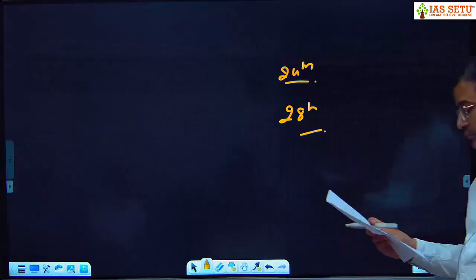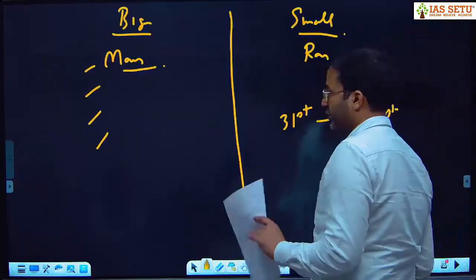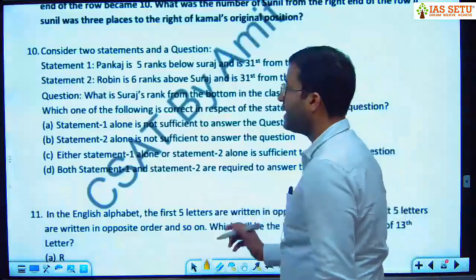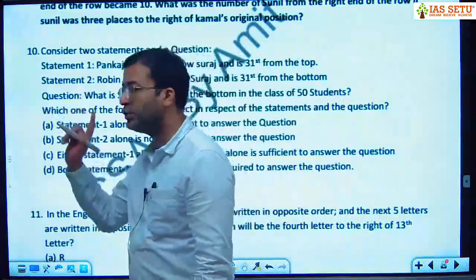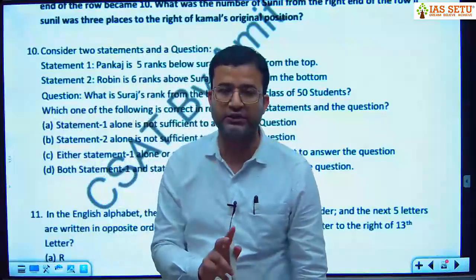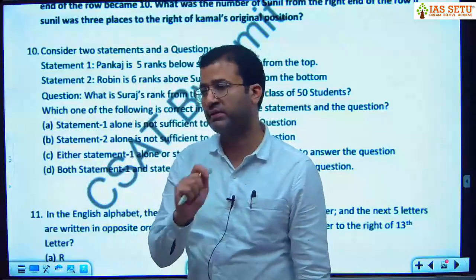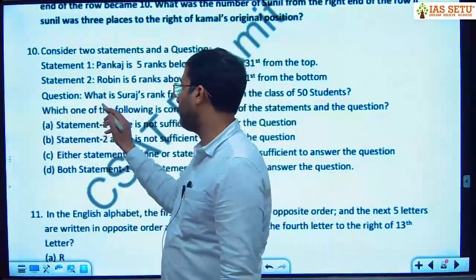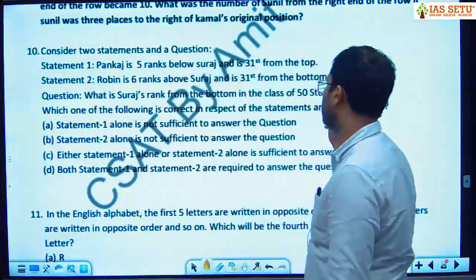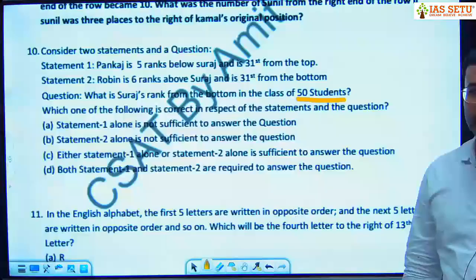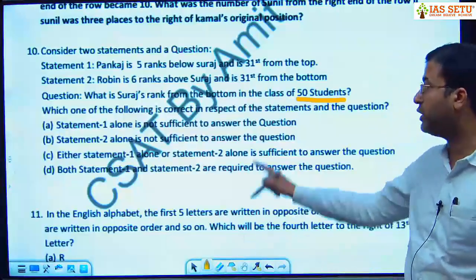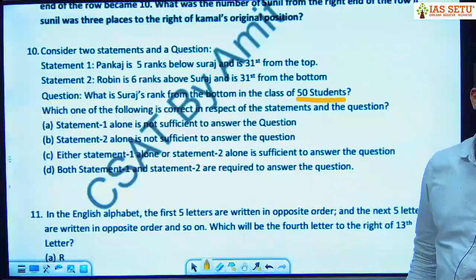Fine. So now I start with the question. My idea is, when there is a question and 2 statements and it is a data sufficiency question, first you read the question. पहले हमें गब्बर समझना है, तो पहले क्वेश्चन पढ़ना है. What is Suraj's rank from the bottom in the class of 50 students? It means in a class there are total 50 students. What is the ranking of Suraj from the bottom?